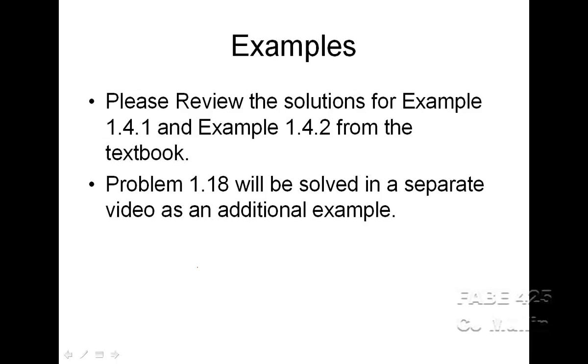So before you go on to the next lesson, I'm going to have problem number 1.18. I'm going to solve that in a separate video since it'll take a few minutes. But I'd like you to sit down and try to go through example 1.41 and 1.42 out of the textbook on your own. And basically all that's doing is showing you a practical example of how to solve a problem where you identify the function and then determine the coefficients for the model. So if you go through 1.41, 1.42, and then I'll solve through problem 1.18 from the back of the chapter, as another in-class example.